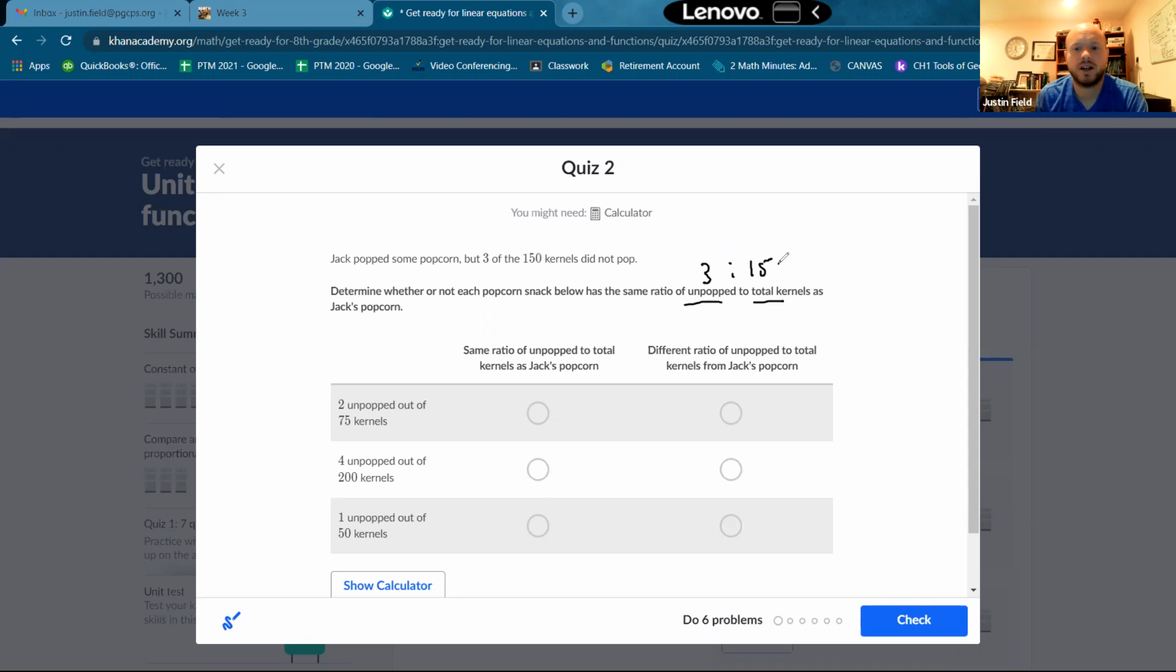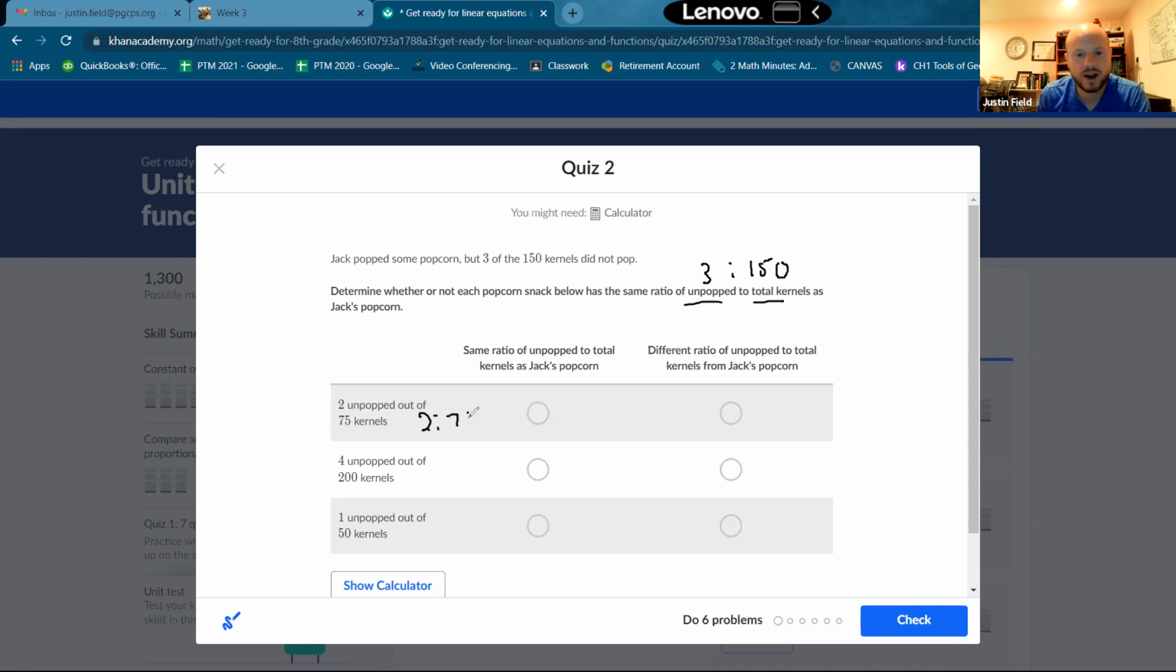Maybe I shouldn't have done that. I thought it had said 3 kernels did not pop, 150 did pop. But it doesn't say that. It says 3 of the total. So there you go, this is easier than what I was thinking. 2 unpopped out of 75.